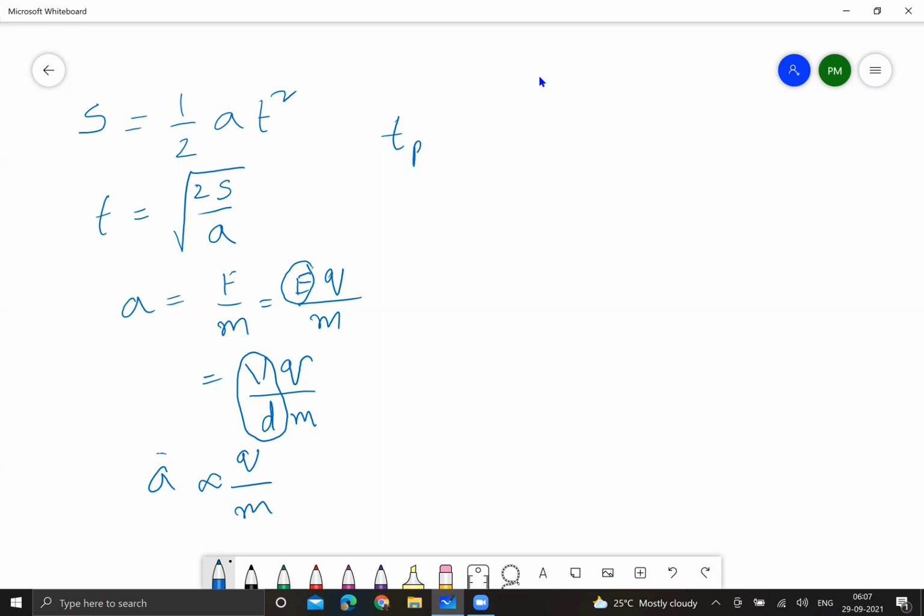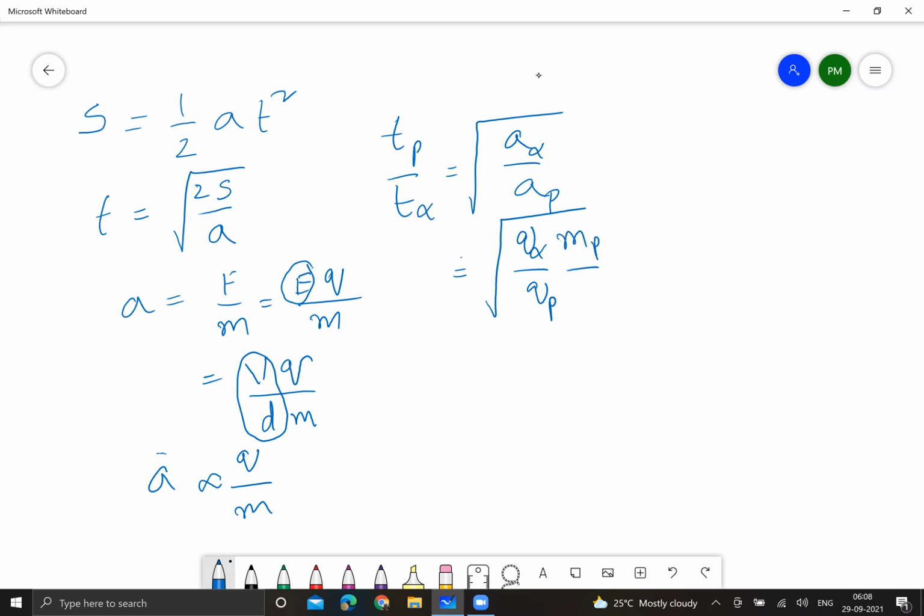Therefore, T proton by T alpha is root of A alpha by A proton. So it is Q alpha by Q proton into M proton by M alpha. Q alpha is 2E, Q proton is E, M proton is M, M alpha is 4M. So it is 1 is to root 2. That's all.